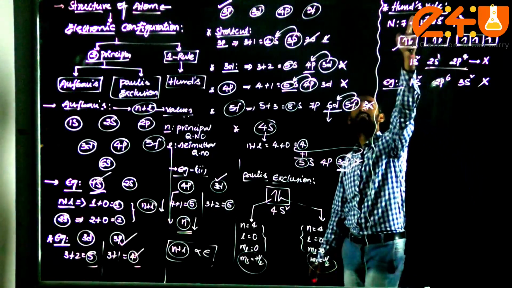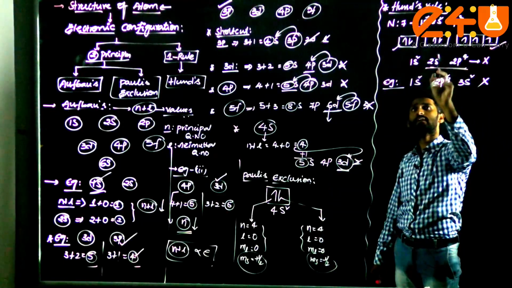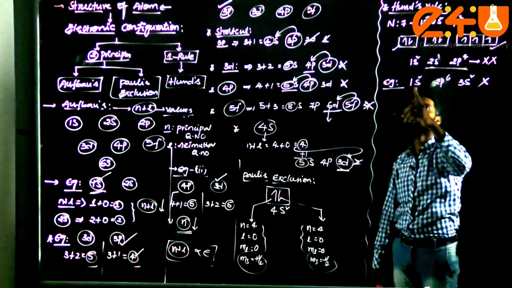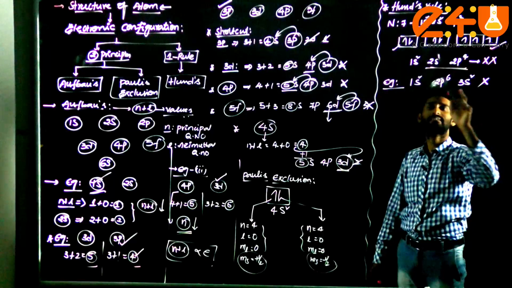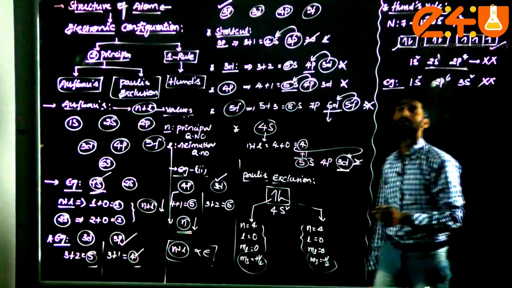That's why it comes under Hund's rule. It follows Hund's rule, but here, without filling completely, the electron enters the 2p. That's why it violates Hund's rule. Here also 1s, 2p and 3s. There are no electrons in 2s. That's why it also violates Hund's rule.